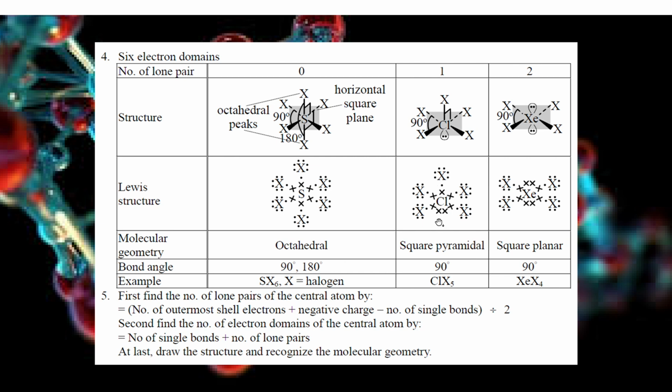Very funny, okay? So what you need to do is first find out the number of lone pairs of the central atom, and then find out the number of electron domains of the central atom. Then draw the structure out, and you can recognize whether it's 5, 4, or 6 electron domains, and where the lone pair goes. Remember, the lone pair will be placed as far away from the others as possible.